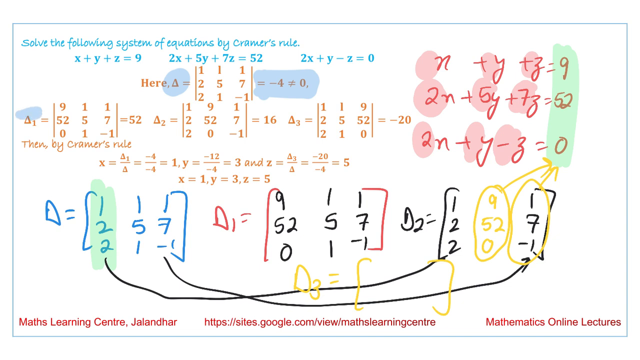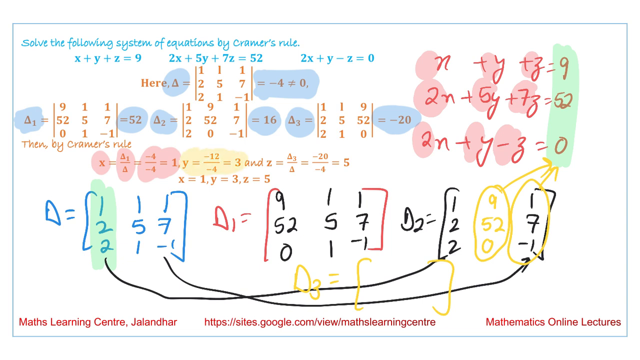Then you calculate delta 1, the answer is 52. You calculate delta 2, the answer is 16. You calculate delta 3, the answer is minus 20. So when we solve these values, we get the value of x as delta 1 by delta. So the answer you obtain is 1.